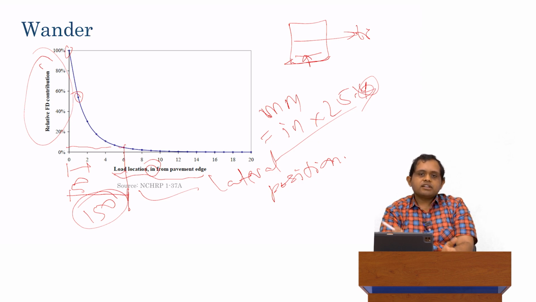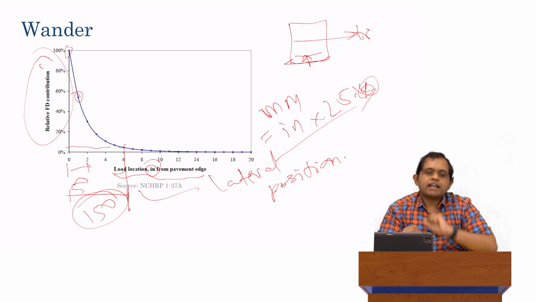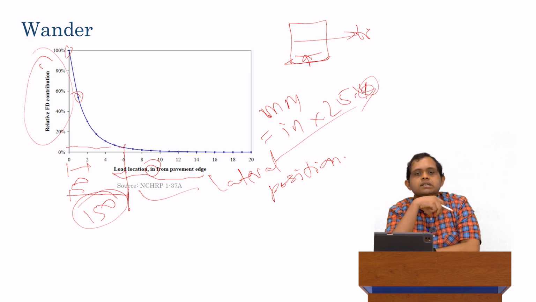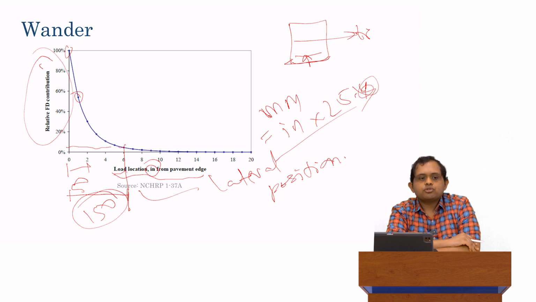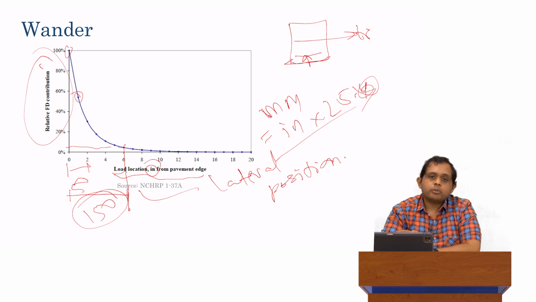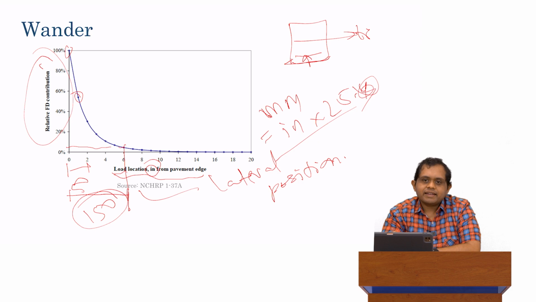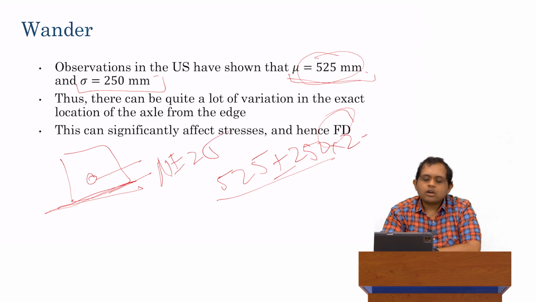How do I take this into account? Previously, when we were doing all our calculations, we were simply placing the load at the edge and calculating the fatigue damage. But as it turns out, based on this data which I'm showing you, the result of that approach is actually an overestimation of our fatigue damage, because fatigue damage is dropping off so dramatically. If we put 100% of our loads exactly at the edge, we are significantly overestimating fatigue damage, because in practice, 100% of the loads are not at the edge.